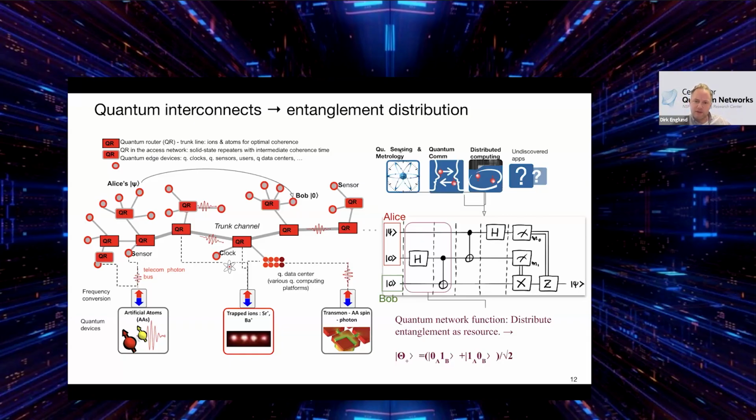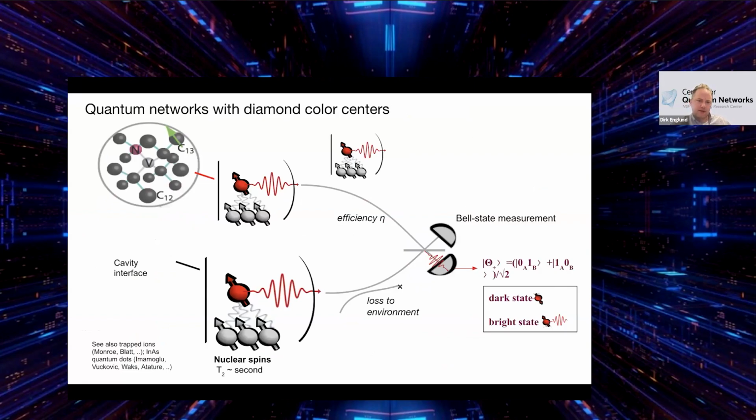Okay, and so this I think allows us to see how these three main application areas are implemented: sensing and metrology, quantum communication, and distributed quantum computing. Let's take a look at how, in particular, this is implemented in the physics of atomic systems, and in particular in color centers in diamond.